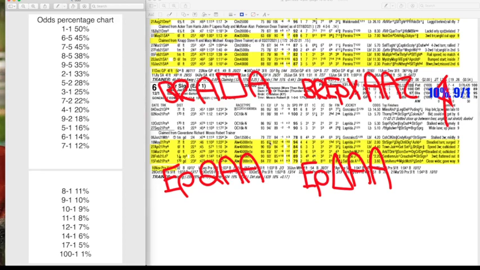The 6 I wasn't crazy about. I didn't really like him. He's stepping up in class a bit. I didn't care for him all that much. I thought he had a better chance than the 8 and the 9. So I got him at about 10% chance. I didn't think he got all 15 of his points. So I got him at 10%. 10% correlates to 9-1. So the fair price on him is 9-1.